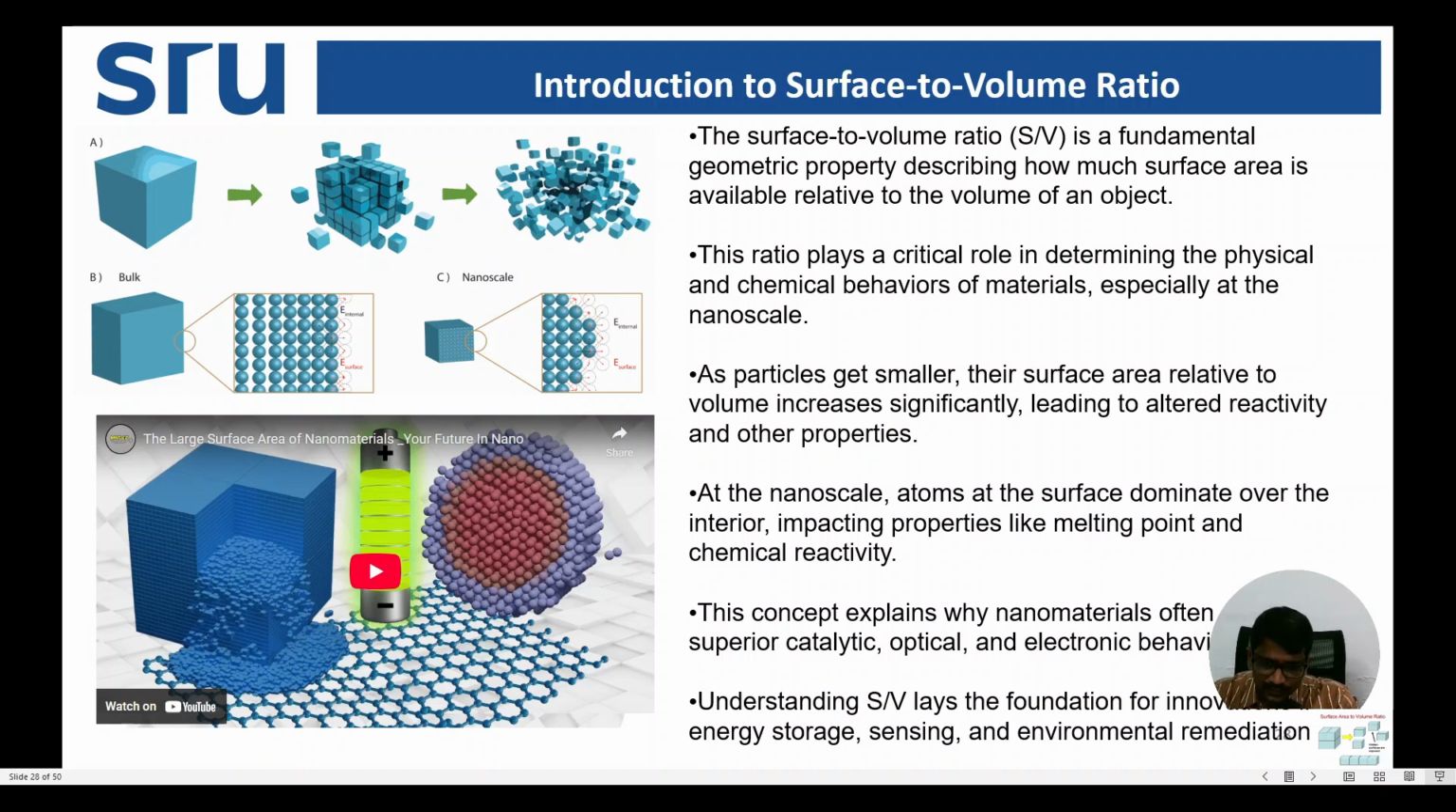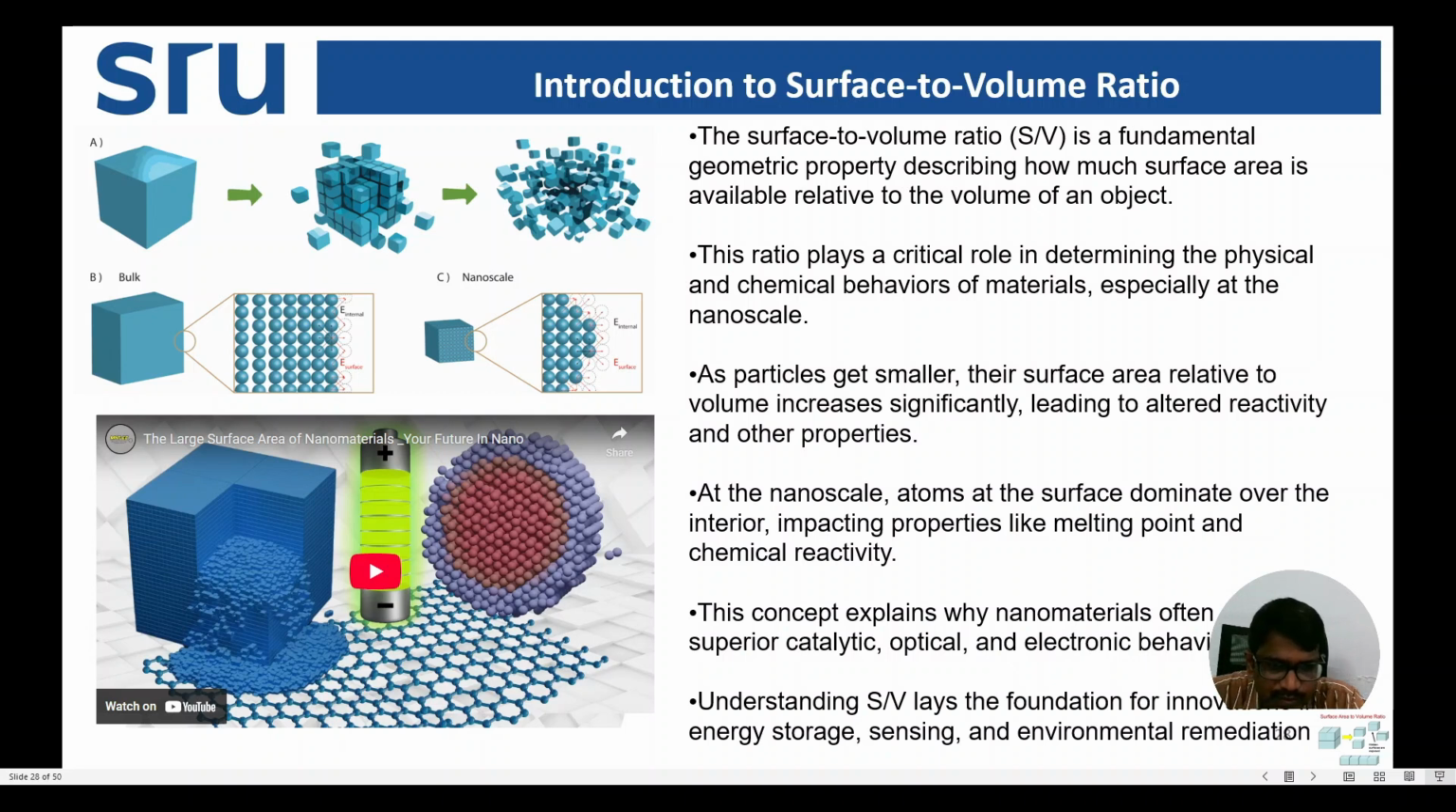Okay, so this concept explains why nanomaterials often show superior catalytic, optical, and electronic behaviors. So this is the reason. This is the process of increasing surface to volume ratio. Once you enhance the surface area, then all these properties, all these behaviors will change. So understanding surface to volume ratio lays the foundation for innovations in energy storage, sensing, and environmental remediation.